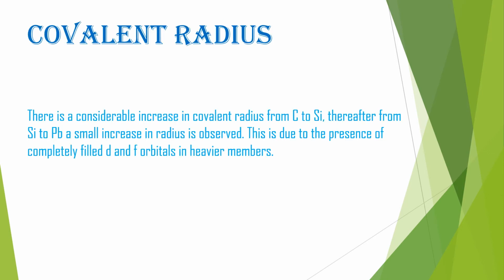Let's talk about the covalent radius. There is a considerable increase in covalent radius from carbon to silicon. Thereafter, from silicon to lead, a small increase in radius is observed. This is due to the presence of completely filled d and f orbitals in heavier members. The main reason is, as we move down the group, new shells are added, and so the nucleus can't pull the electrons. Thus, the size increases down the group.